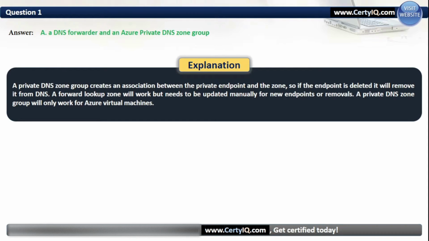A private DNS zone group creates an association between the private endpoint and the zone, so if the endpoint is deleted, it will remove it from DNS. A forward lookup zone will work but needs to be updated manually for new endpoints or removals. A private DNS zone group alone will only work for Azure virtual machines.